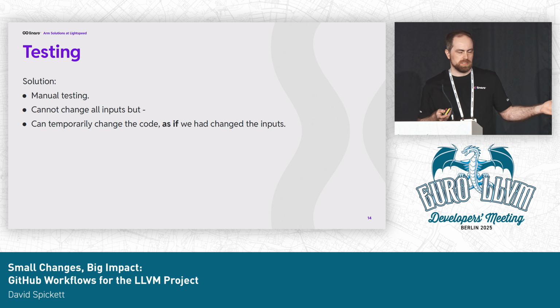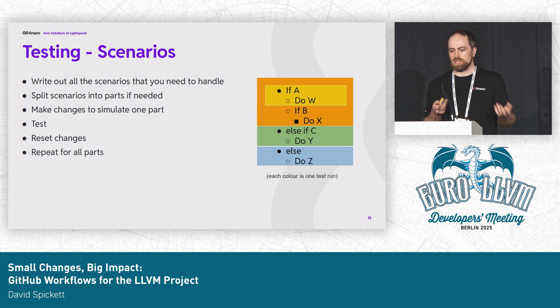And my compromise, although I hope there is a better one out there, if someone can correct me, is manual testing and the realization that, okay, I can't simulate all the inputs, but I could make a tiny change to the code temporarily as if I had changed the inputs and test that way. And in theory, that looks like this.